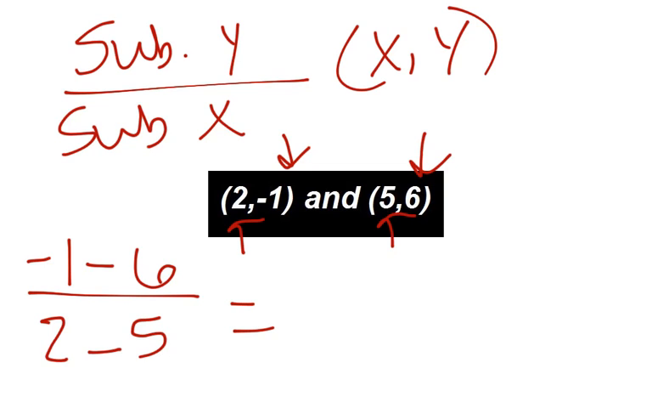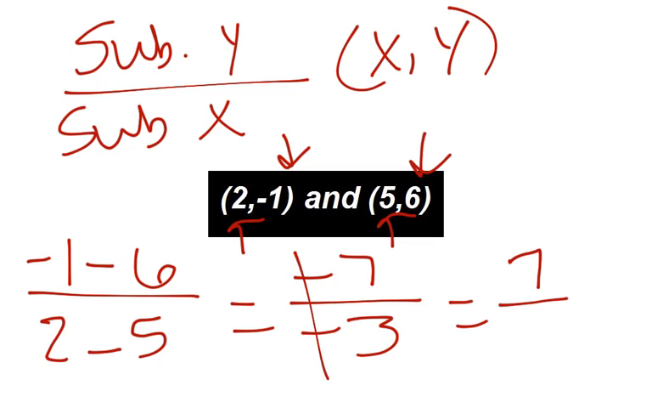Using your calculator, negative 1 minus 6 is a negative 7. 2 minus 5 is a negative 3. We have a negative in the top and the bottom, so they cancel each other out, and your slope is 7 over 3. Remember, we want the slope to be a fraction, so don't worry about changing it to a decimal.